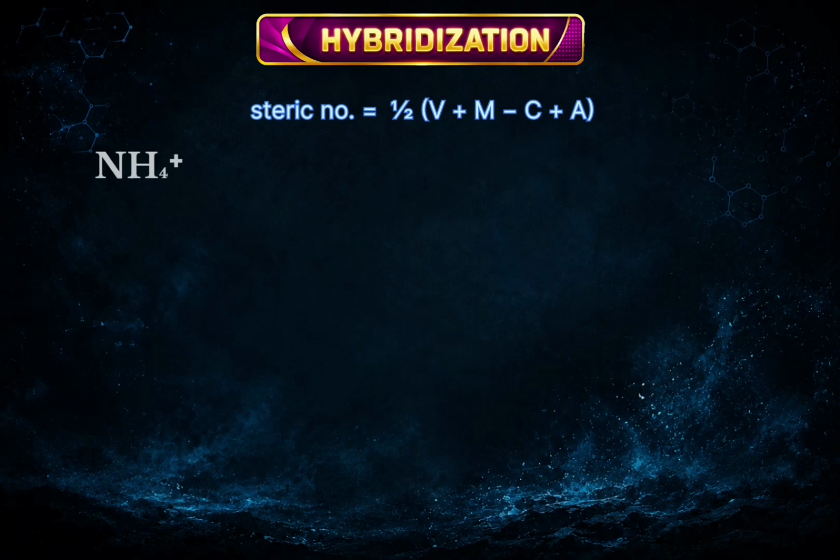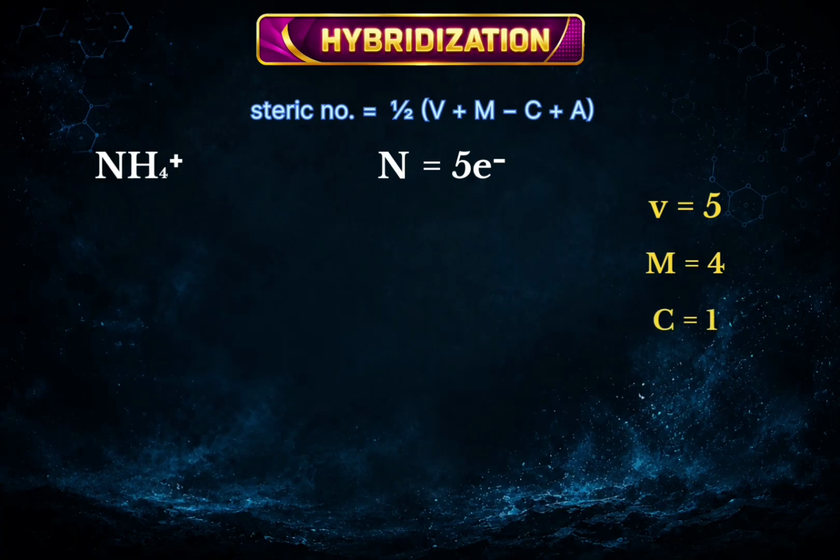Now let's look at the ammonium ion. NH4+. The central atom is nitrogen. Nitrogen has 5 valence electrons, so V equals 5. There are 4 hydrogen atoms attached. Hydrogen is a monovalent atom, so M equals 4. The ion has a positive 1 charge, so C equals 1. There is no negative charge, so A equals 0.